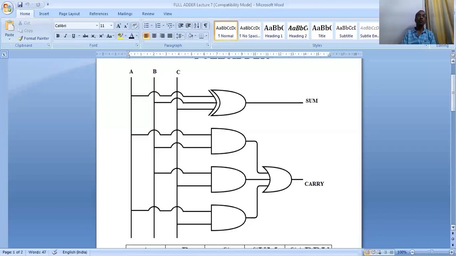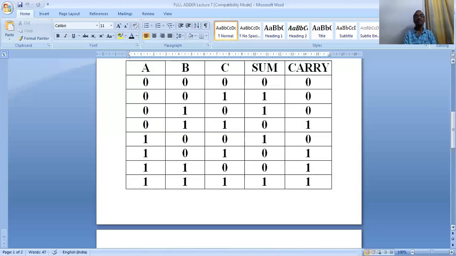B equal to 0, C equal to 1. Output of the second AND gate is 0. C equal to 1, A equal to 1. Output of the third AND gate is 1. Because 1 multiplied by 1 equal to 1. Therefore, 0 plus 0 plus 1, the output of OR gate is 1. That is carry equal to 1 and sum equal to 0. Now let us see next.